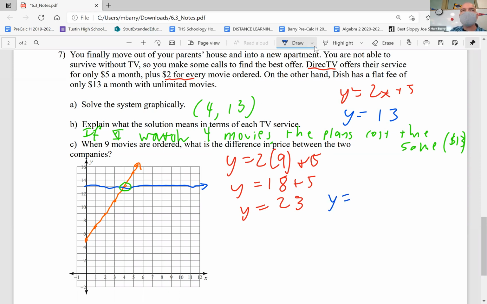The blue line, the Dish, is going to be a lot easier. If I watch 9 movies, how much is Dish going to cost me? 13, because it's always 13. So what's the difference? $10. All right, cool.